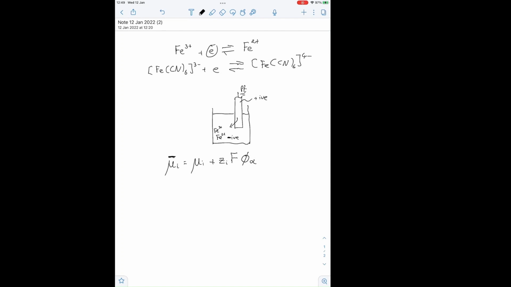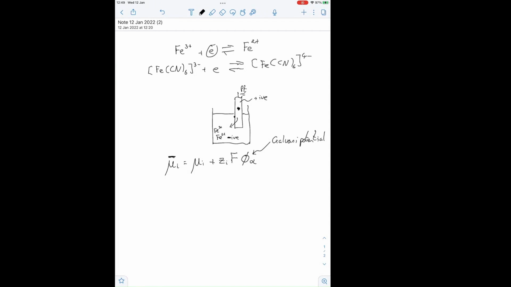Now, what do I mean by potential? We have to be slightly careful here. So this is the Galvani potential. It is the potential of the electron, if we're doing it in the metal, in here, in the metal. And it's not to be confused with the Volta potential. The Volta potential is actually the potential of taking an electron from infinity.